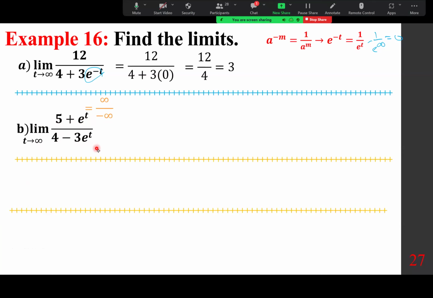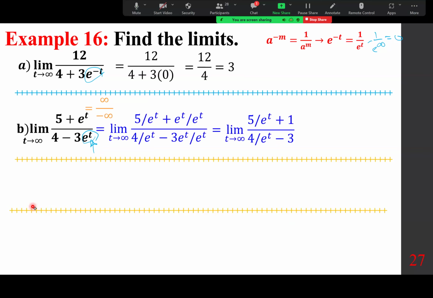In the case of a rational function, we divide by the highest degree term in the denominator. Over here, we divide by the highest value in the denominator, which is e to the power of t. And we simplify. Now, because t is approaching infinity, e to the power of t goes to infinity. So this is 0, this is 0, 1 over negative 3 or negative 1/3 is the final answer, class.